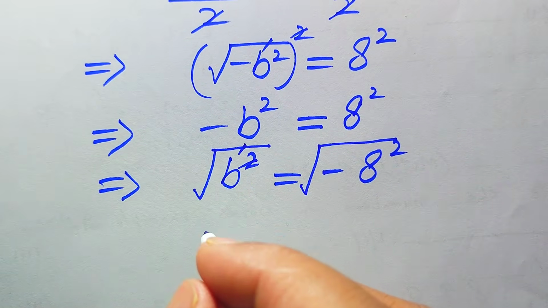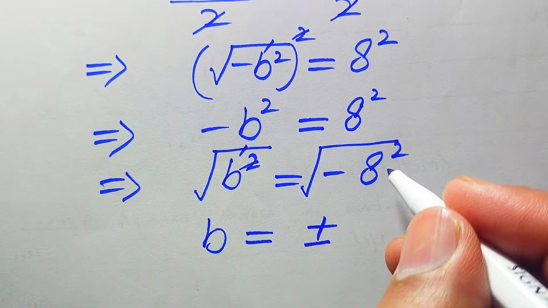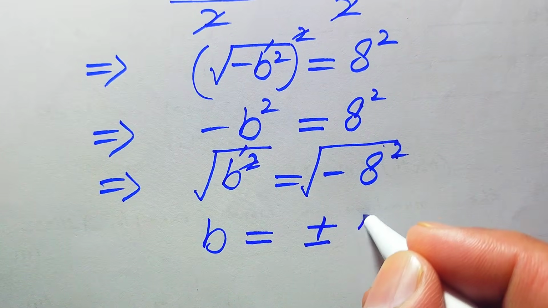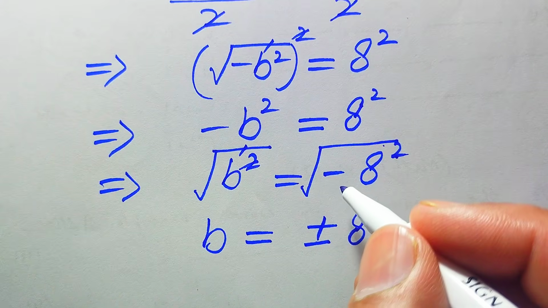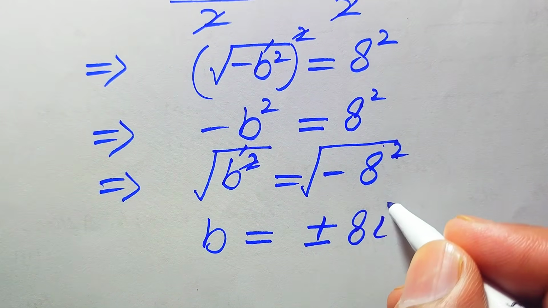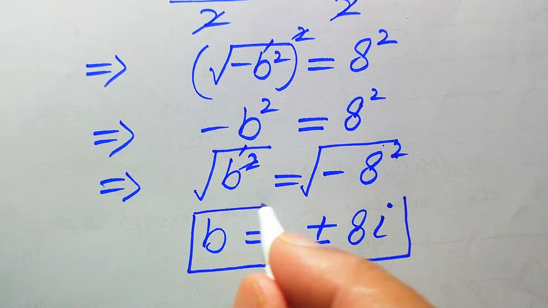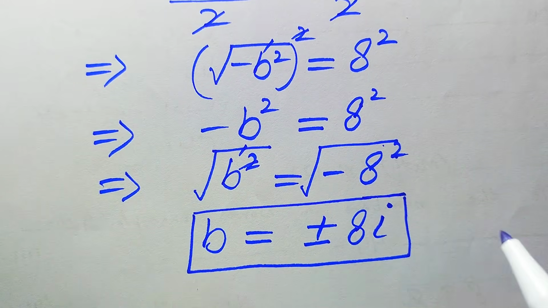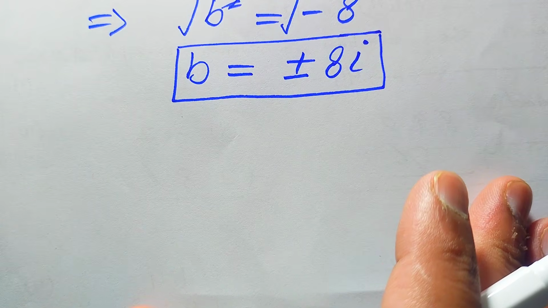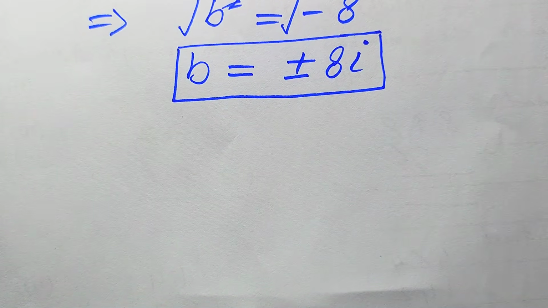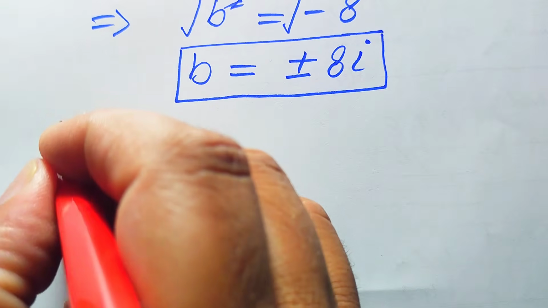So b and the square are gone, and we get b = ±√(-8²). The square and square root are gone, and we get 8, and we know that when a negative sign appears inside the square root sign, it becomes iota. So these are the two complex roots of the given equation. This is the final answer we get here, but now in the next step we need to verify whether these roots are solutions or extraneous roots.